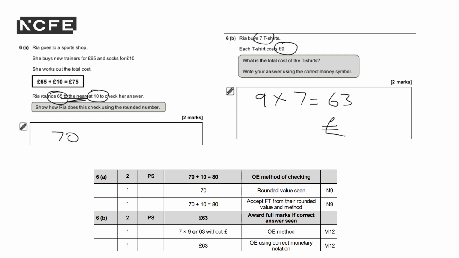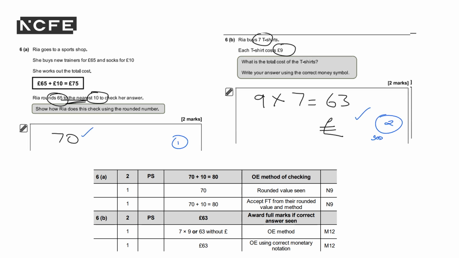And for 6A and 6B, I'm going to reveal the marks now. And we've given 1 mark out of 2 for 6A, because the mark scheme allows 1 mark for showing 70, which we can see they've done that rounding. But then the next mark, to get the 2 marks, we need to see 70 plus 80. 70 plus 10 equals 80. And we can't see that, so we can't get the second mark.